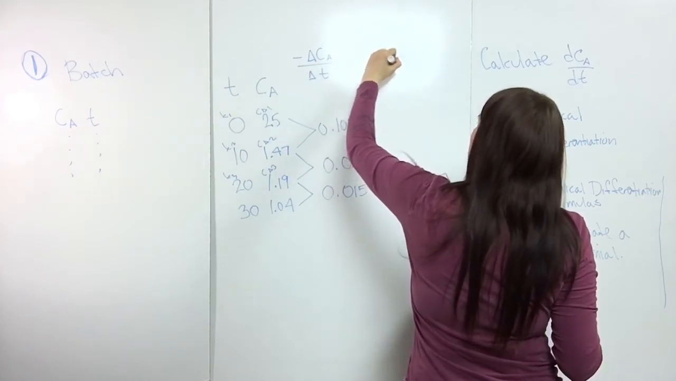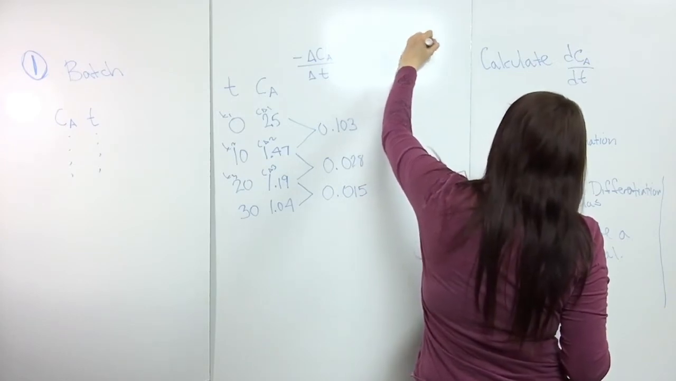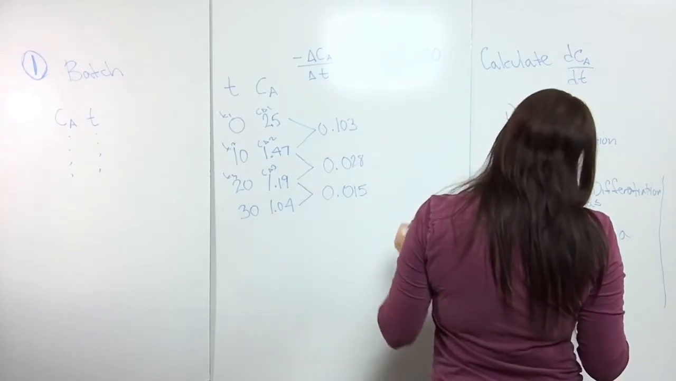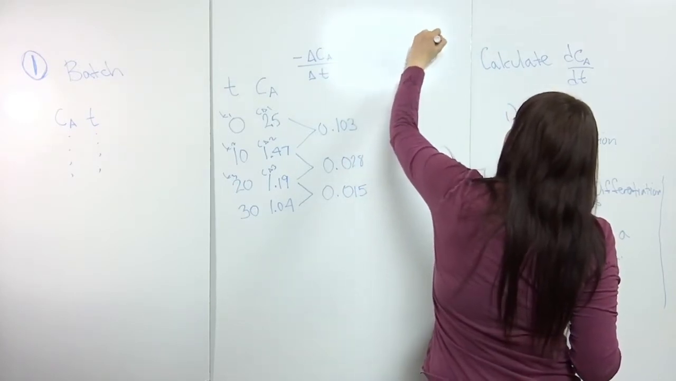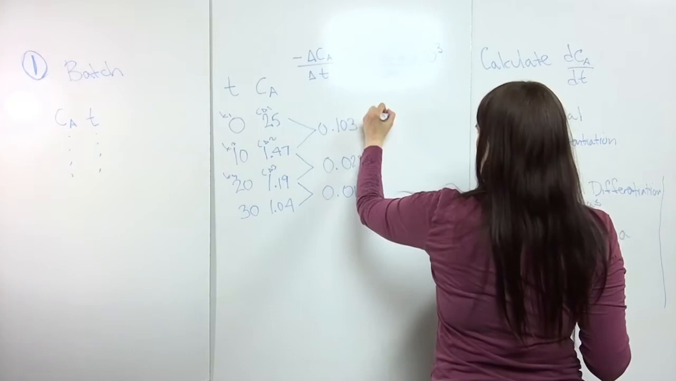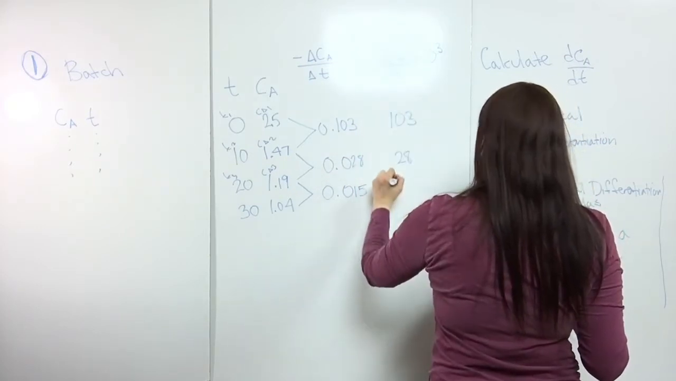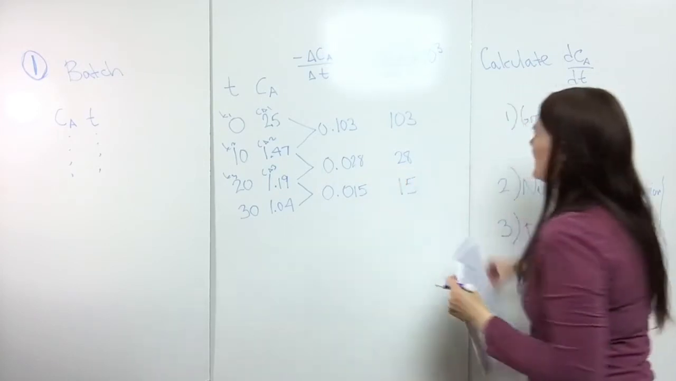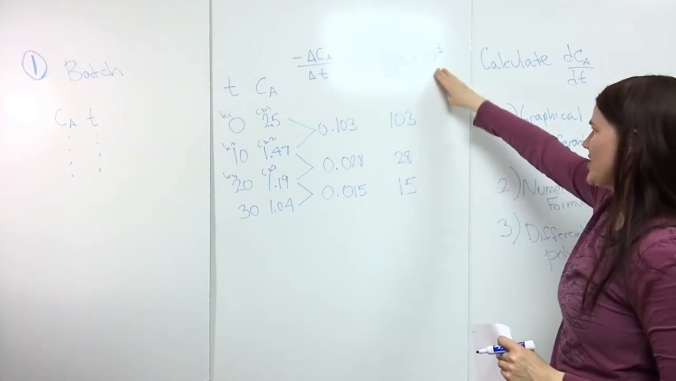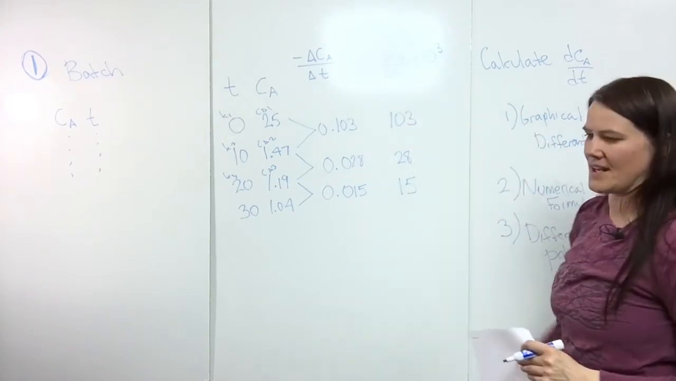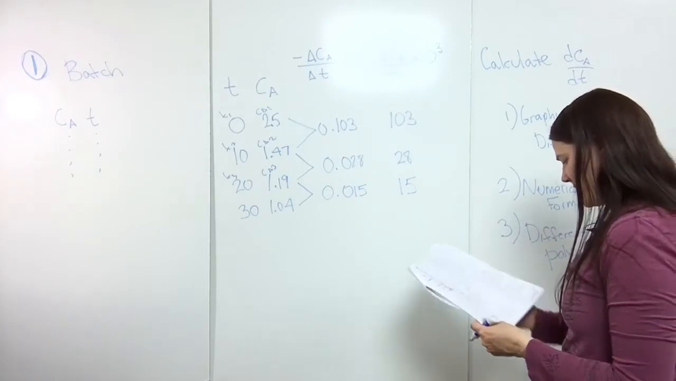These numbers are so teeny, I actually ended up multiplying it by 1,000, so this would be minus delta CA over delta T multiplied by 10 to the third. So then this one was 103, 28, and 15. And if you do something like this to make your numbers easier to plot, you just want to make sure that you take into account that factor when you finish solving your stuff.